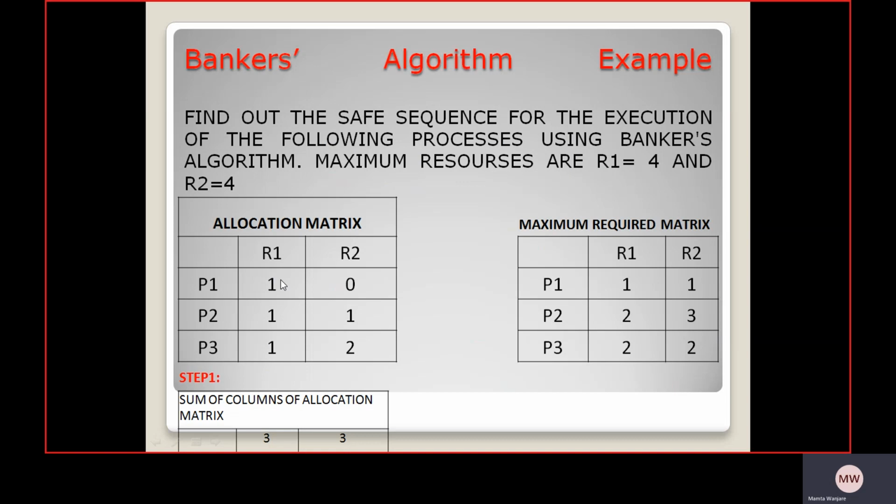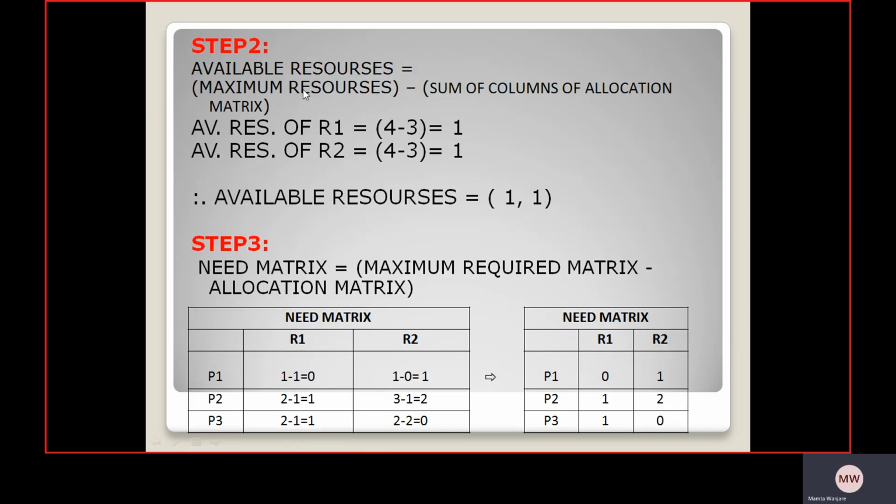Sum of that allocation matrix: R1 has 3 values, 1, 2, 3, and R2 also has 3 values there. That is the first step. The second step is to find out available resources, that is equal to maximum resources minus the sum of columns of the allocation matrix. Available resource of R1 is equal to 4 minus 3, that comes to 1, and available resource of R2 also comes to 1. Therefore, available resources are 1 comma 1.